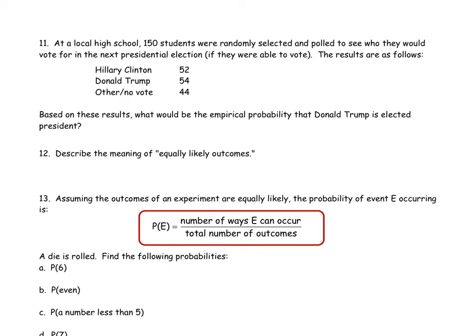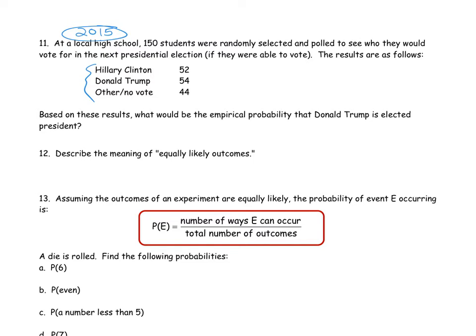At a local high school, 150 students were randomly selected and polled to see who they would vote for in the next presidential election. And for those of you wondering, these notes were made in 2015, I think. So it was a while back when these were the candidates. If they were able to vote, the results were as follows.